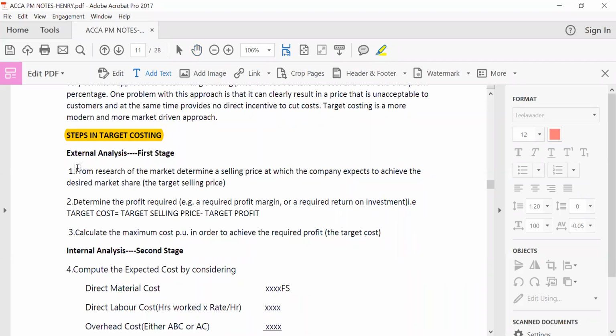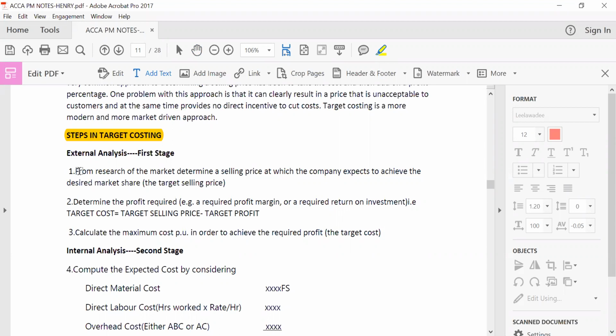If you are an auditor, you can probably get the opportunity to audit Unilever or any of these manufacturing organizations, and you still need this to bring these ideas to bear, right? Good. So step 1, we are going to look at external analysis. That's the first stage, right?